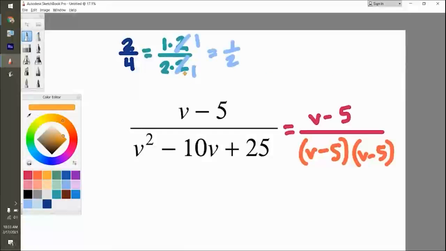Okay, now just like before when we did 2 over 4, we canceled out the 2's. We're going to cancel out v minus 5 because that's technically a number. In v minus 5 right here, and you're left with 1 over v minus 5, and that is the final answer for this.